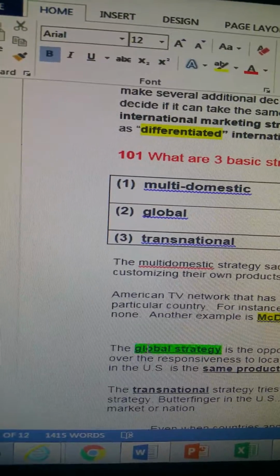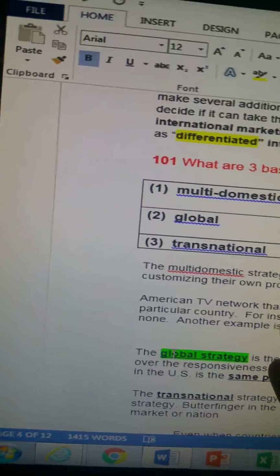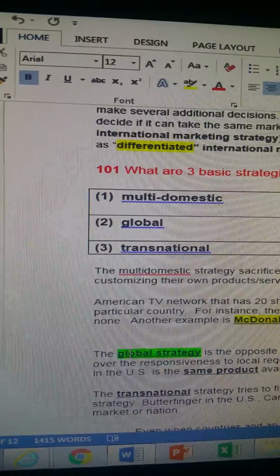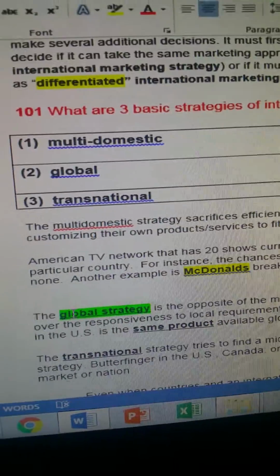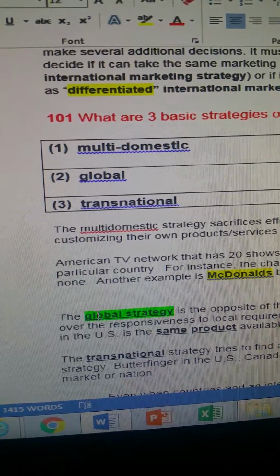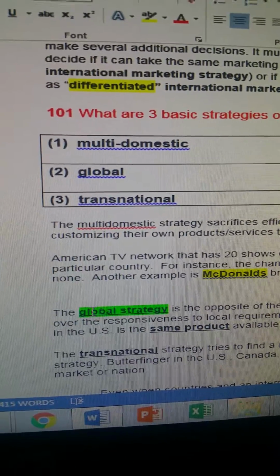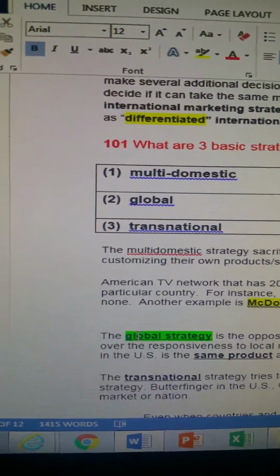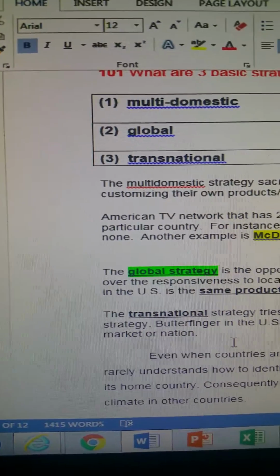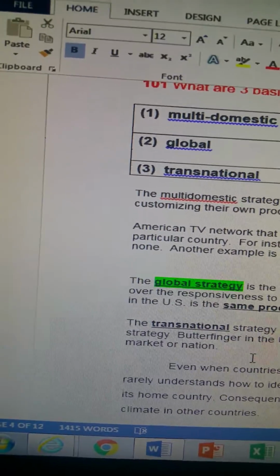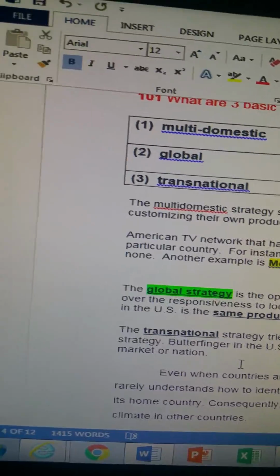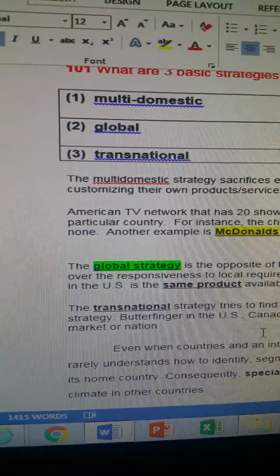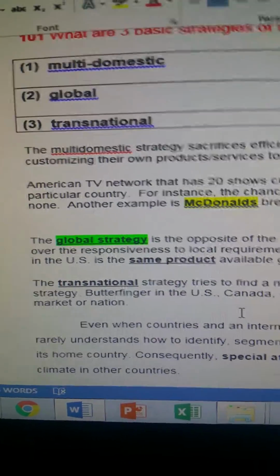Okay, global strategy. McDonald's, yeah, very good, multi-domestic. Global strategy, Walmart. When you go to Costa Rica, the Walmart there is the same as in America. A Target would be the same as well. Toys R Us, very much the same. And then we have another type, transnational, that could be a little bit in between multi-domestic and global, okay? But that's kind of the last step, the entry mode.